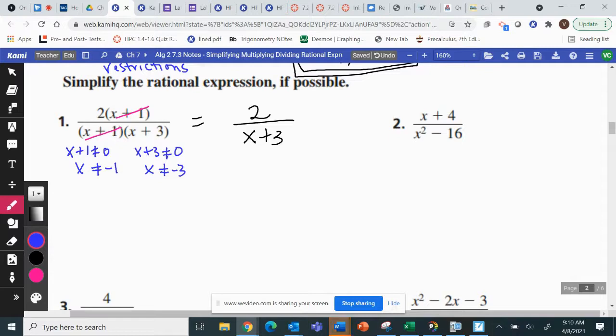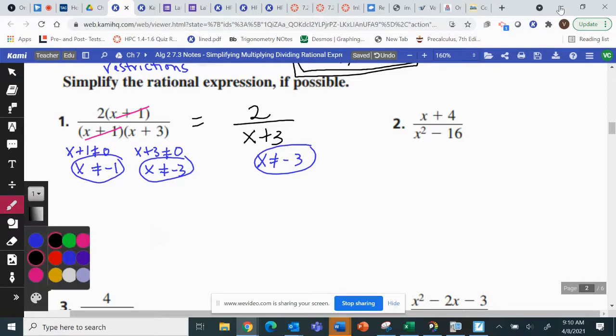Does it go back to what we learned in the last section? No. Okay, never mind. So what we do now is we check our domain restriction again. After you do your domain restriction before you cancel, you do your domain restriction after you cancel. So now what's my domain restriction? X does not equal -3. Did anything change when I canceled? I had 2 of them here. I only have 1 of them now. Did anything change when I canceled?